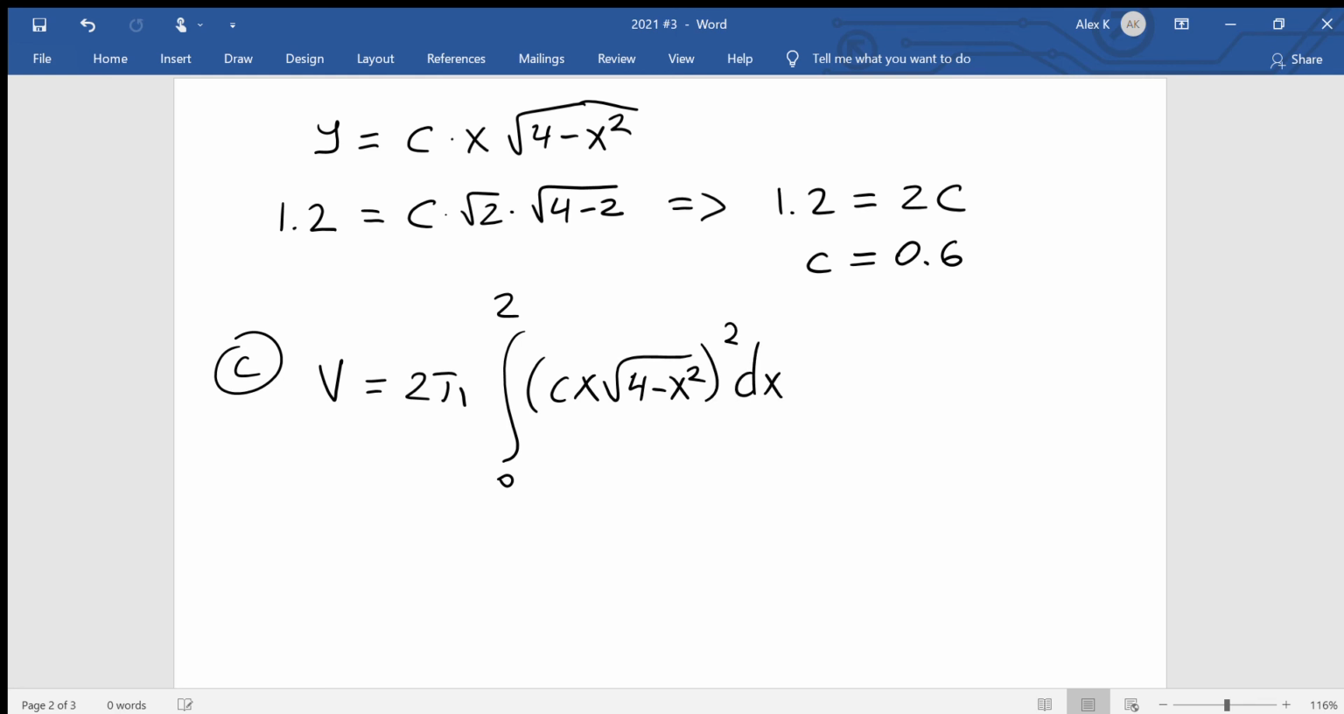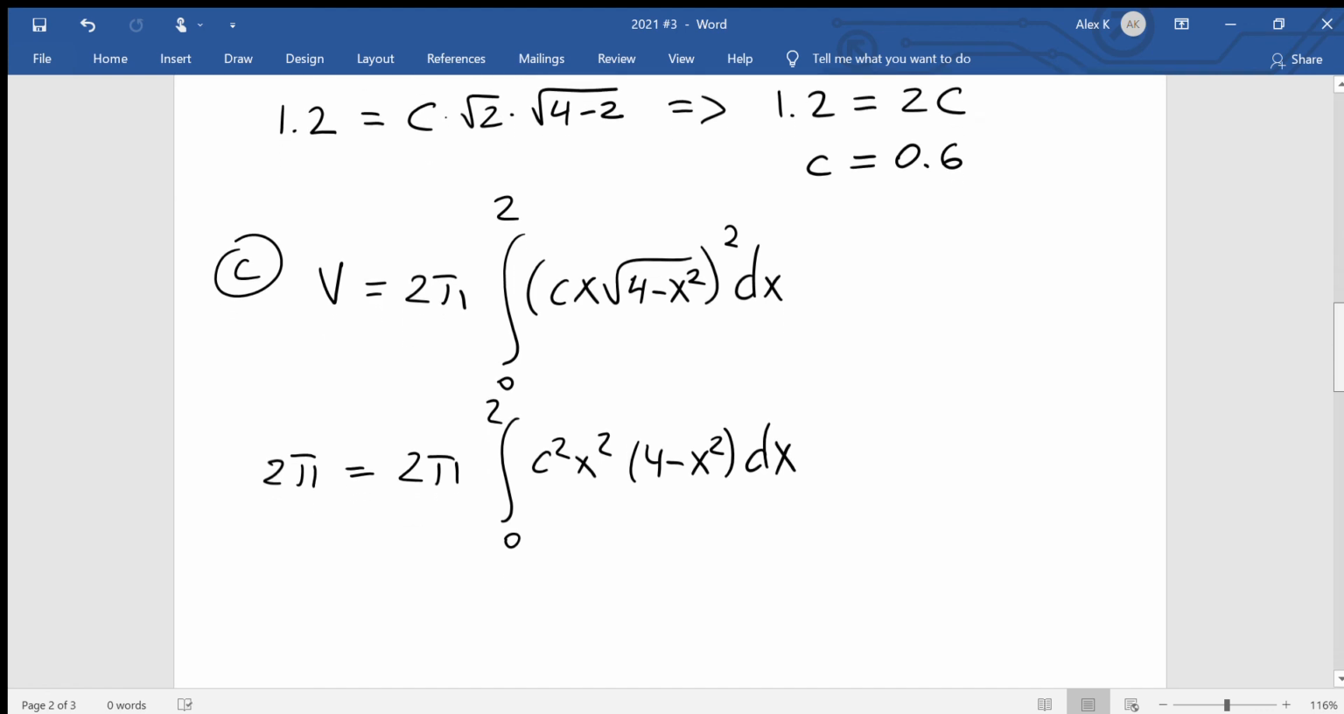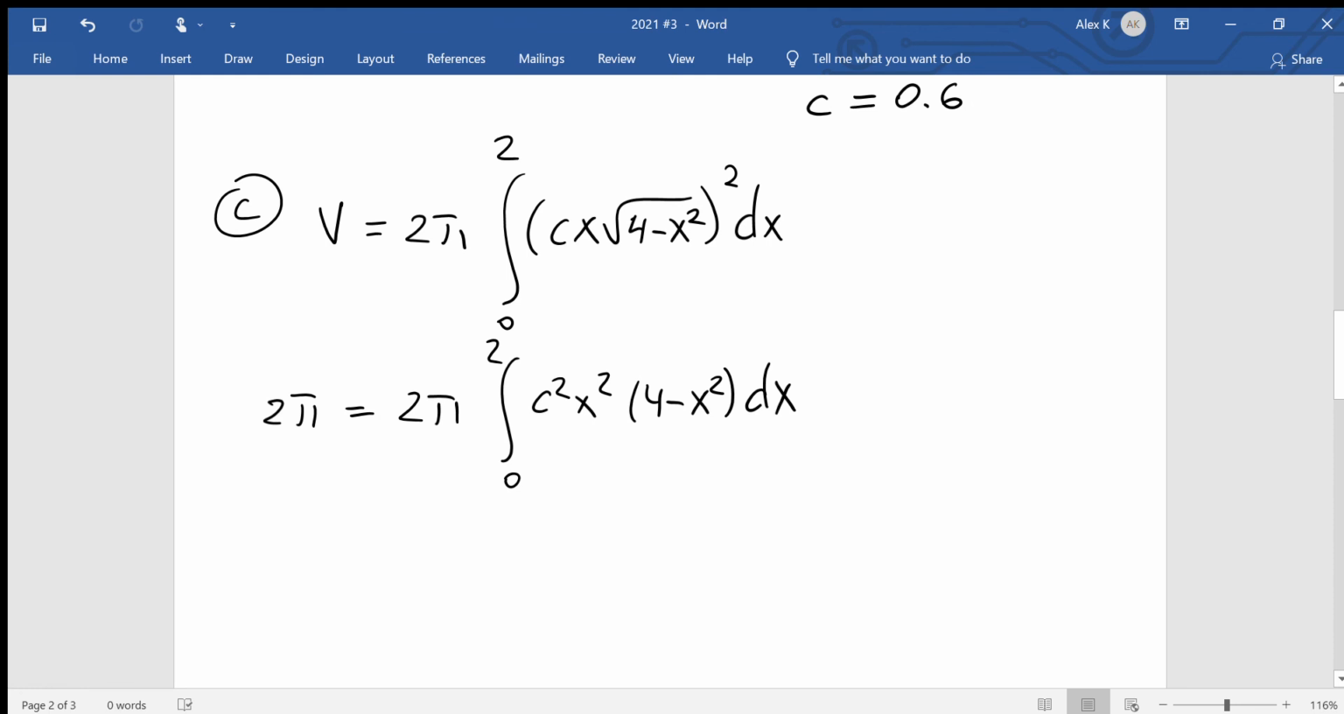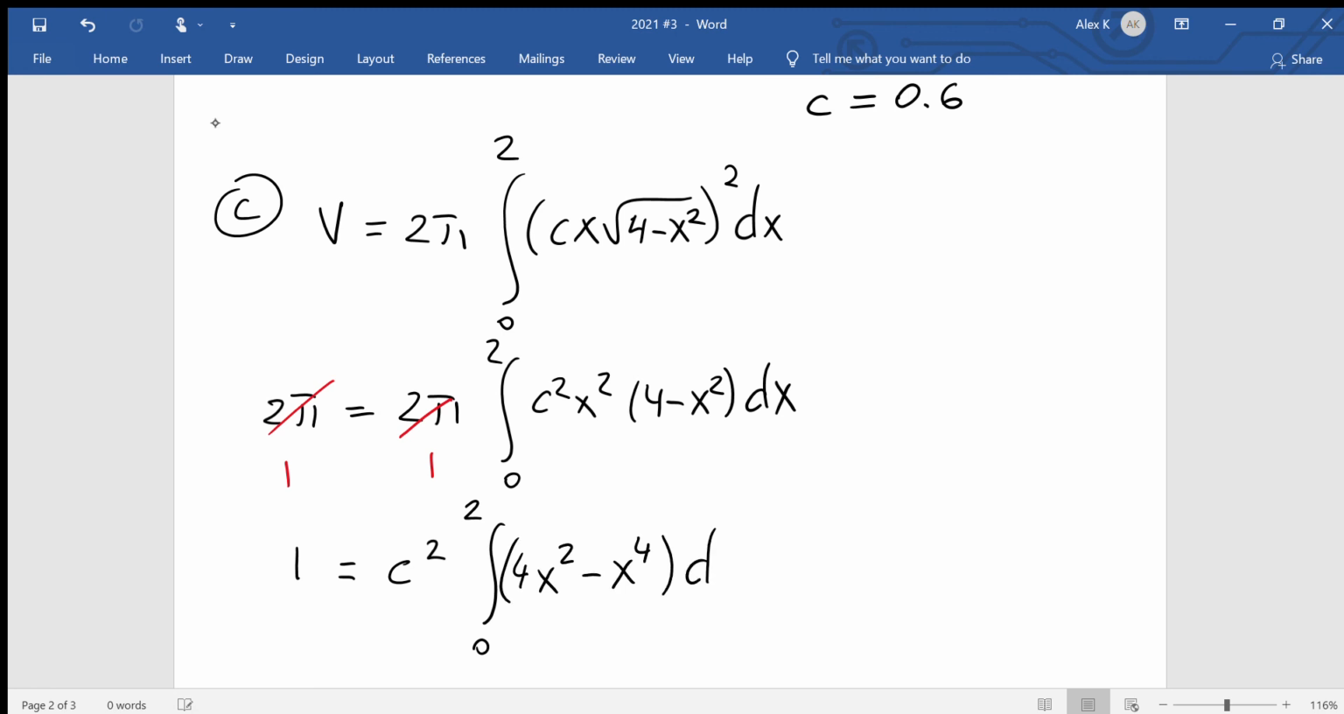Okay. And we know this volume is going to be 2 pi. So 2 pi equals pi times the integral from 0 to 2 of c squared x squared times 4 minus x squared dx. We're going to go ahead and proceed with integration here. We can divide both sides by 2 pi, and then we're going to get 1 equals, not factor it out, but take c squared out of the integral sign because it's a constant. And we're going to get the integral from 0 to 2, and here we're going to have 4x squared minus x to the 4th dx.